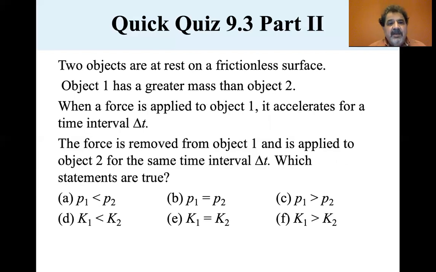Okay, now we have another. Two objects are at rest on a frictionless surface. Object 1 has a greater mass than object 2. When a force is applied to object 1, it accelerates for a time interval of delta t. Now the force is removed from object 1 and is applied to object 2 for the same time interval. So the force times delta t is the same. What does that mean? That means the impulse is the same for both. Which statements are true? Upper line is for momentum, lower line is for kinetic energy.